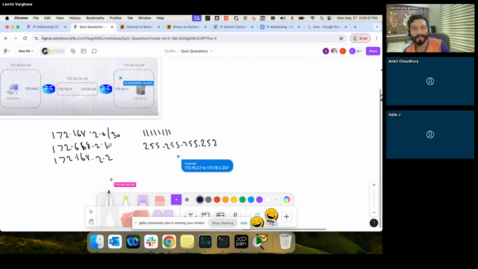Cool. Now, how can I represent that with a subnet mask or a CIDR notation? You're on the right path, Kylie. Your answers are right. Now, this is the final bit of it. What subnet mask or CIDR notation can I use?